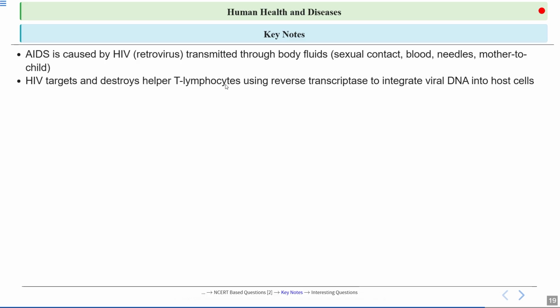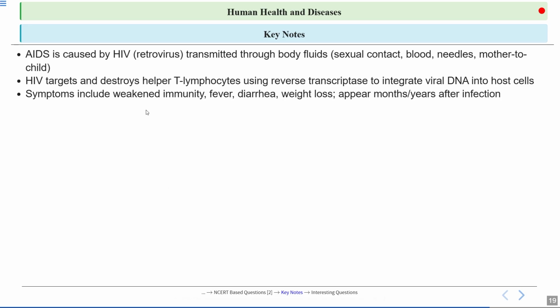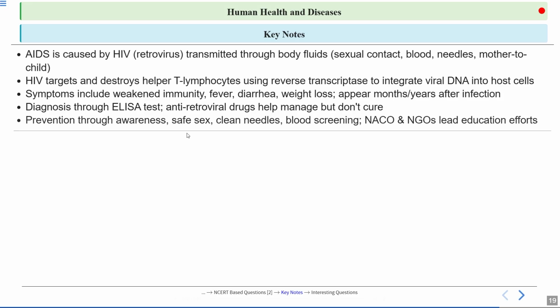And this HIV virus uses reverse transcriptase enzyme to convert its RNA into DNA, and then the viral DNA gets integrated into host cell's DNA. Symptoms include weakened immunity, fever, diarrhea, weight loss. Clear? And symptoms might appear after months or even years after infection. Now, diagnosis through the ELISA test. So, ELISA can be used for detection of AIDS. Okay, this is a test for the diagnosis of AIDS. And antiretroviral drugs can be used to manage the symptoms of the AIDS disease.